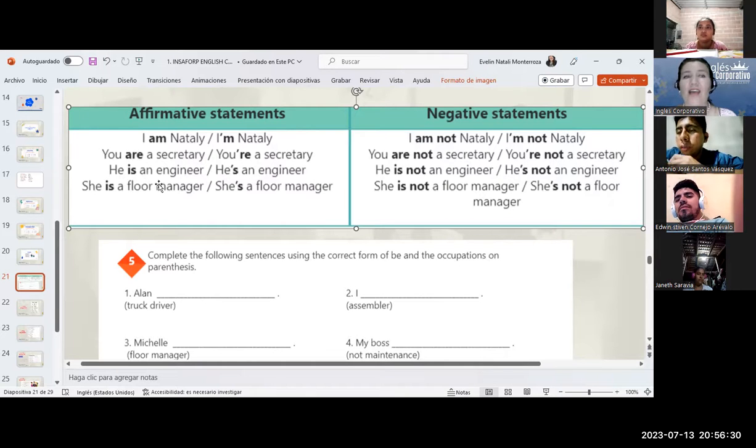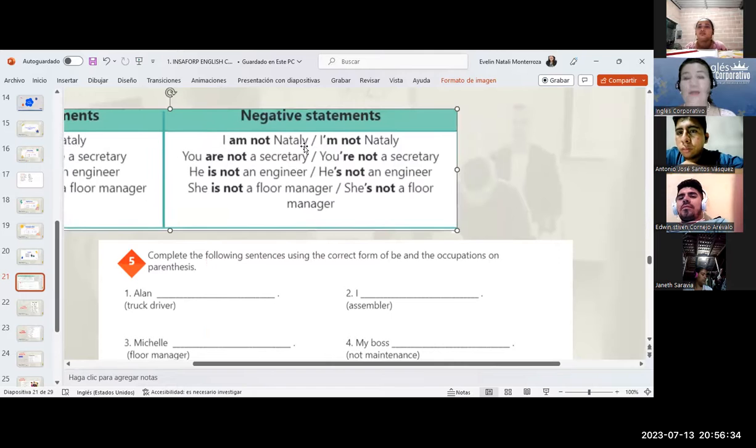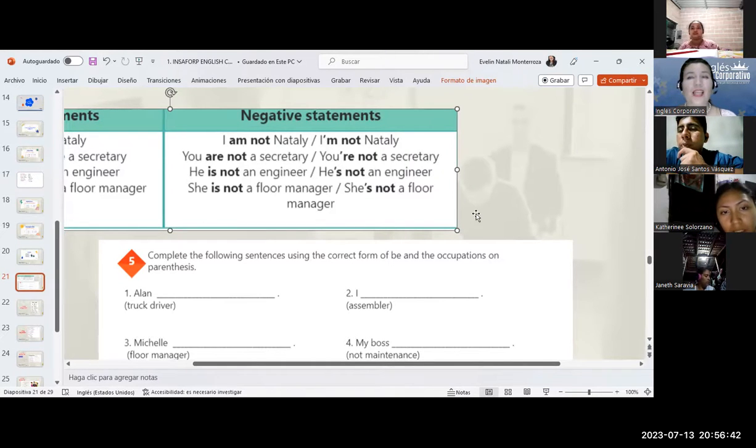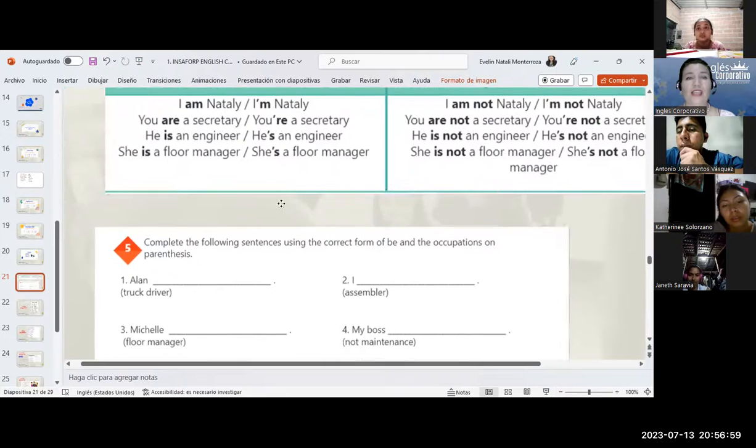She is a floor manager, okay? For the negatives, I am not Natalie. I'm not Natalie. You are not a secretary. You're not a secretary. He is not an engineer. She is not a floor manager. She's not, okay? You have the contraction and the normal form for affirmatives and negatives.